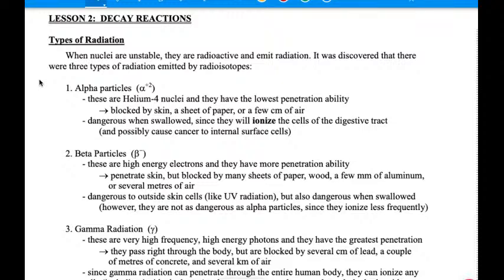So we're going to start by looking at the types of different radiation, because all of these decay reactions are going to result in some form of radiation, some energy or particles being emitted during this decay reaction. What's happening for decay reactions is we have these unstable nuclei. That's a necessity for us to have a decay reaction. They are radioactive by definition, and that means they're going to emit different types of radiation.